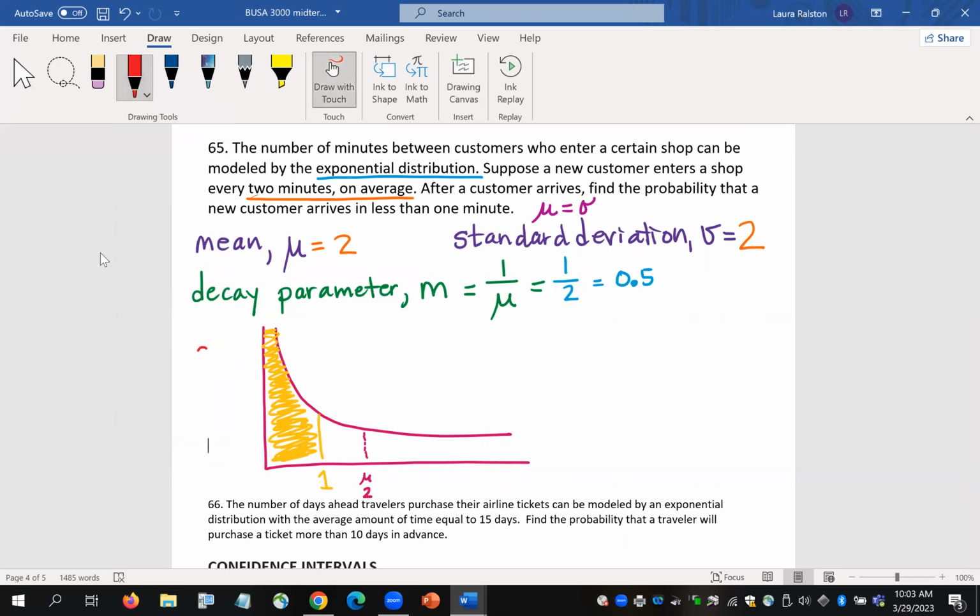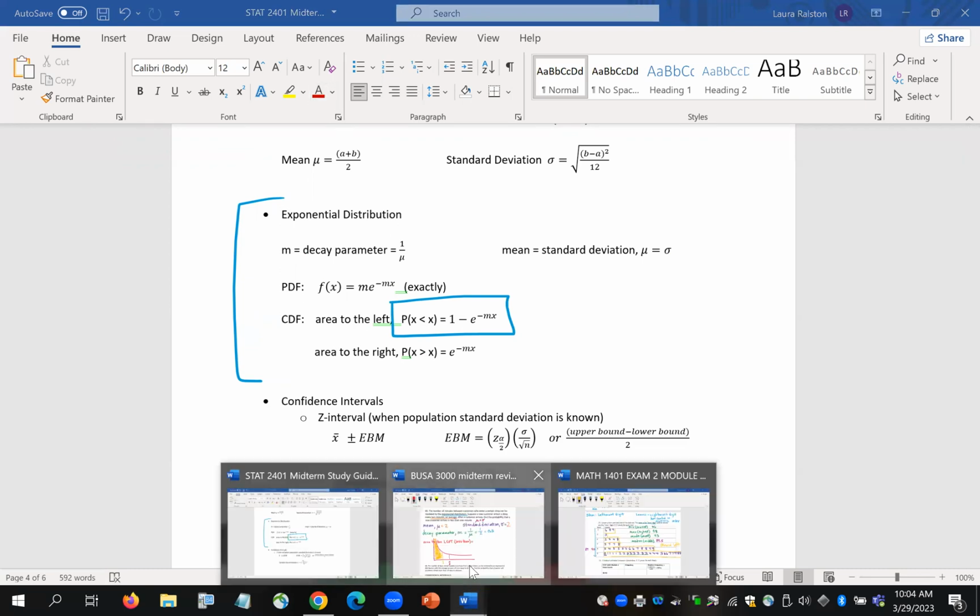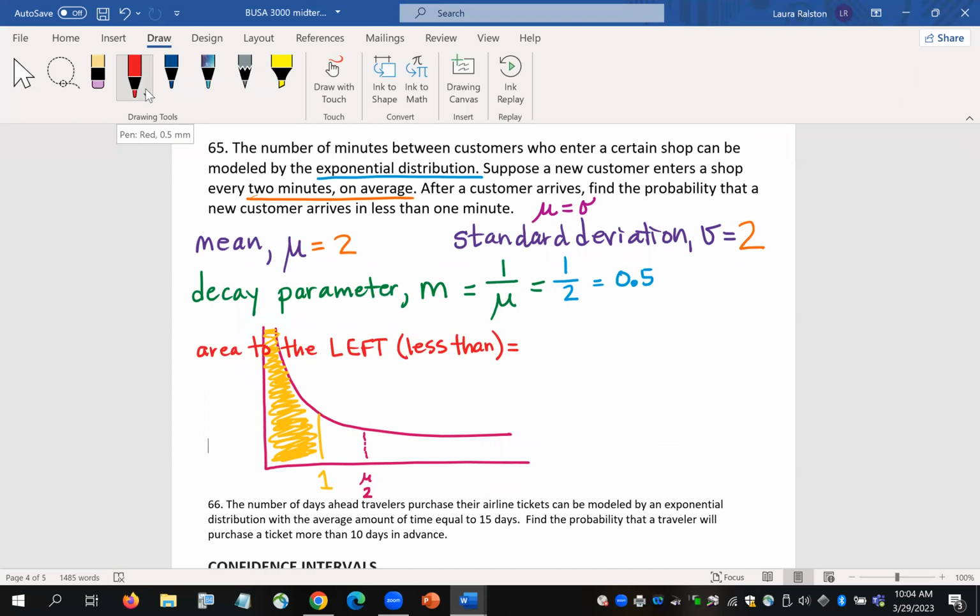So I'm looking for the area to the left because it's less than. And it's important you figure that out, because then that identifies for you which formula to use. For area to the left, I need this formula, which is 1 minus. So to calculate this, I'm going to use the formula 1 minus E.